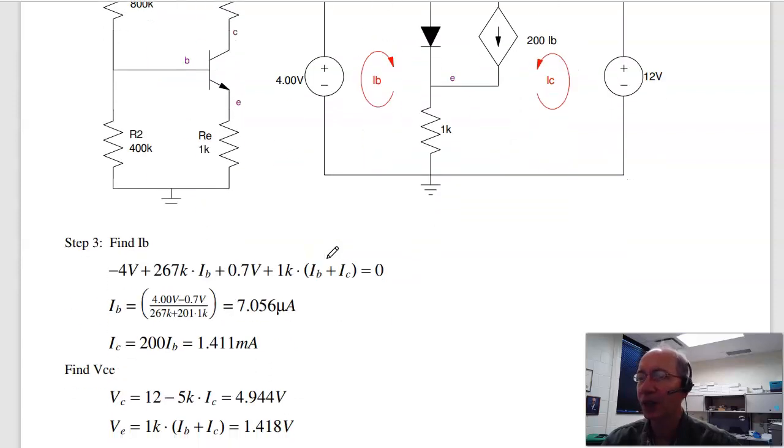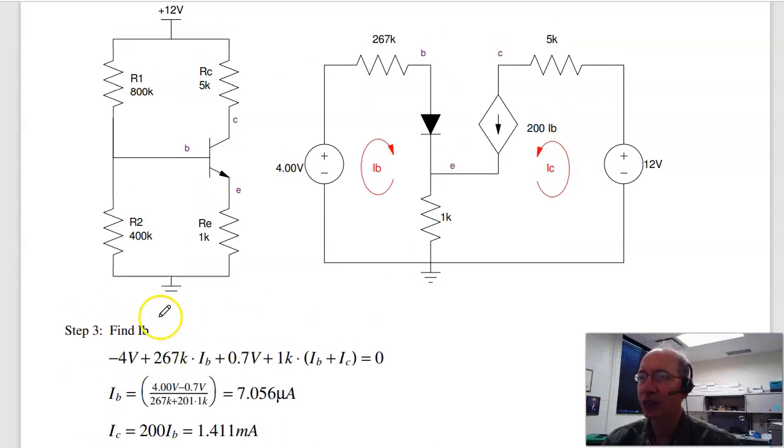Solving for IB, you get IB is 4 minus 0.7. That's the voltage driving the current. The total resistance then is your 267K, and the 1K is scaled by 201 because I have 1 plus 200, giving 7 microamps for IB. IC is 200 IB, or 1.4 milliamps.